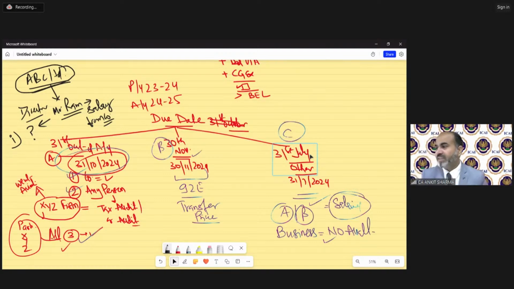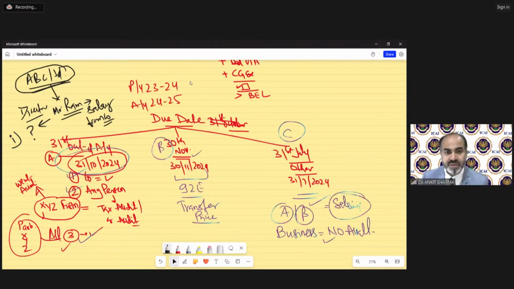Ruturaj is saying 31st of July. Dinesh is saying 31st of July. The correct answer is 31st of July. Komal Prajapati is saying October. No, the correct answer is 31st of July. Well done, everyone. So the date will be 31st of July. Why? Because Mr. Ram does not fall in category A or category B, so his due date for filing return will be 31st of July. Well done.